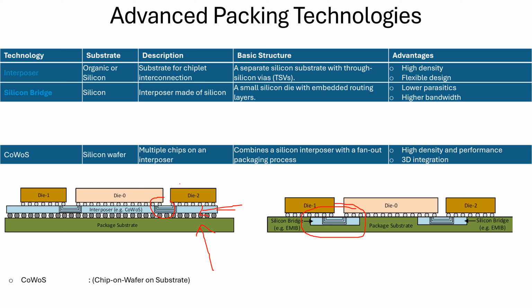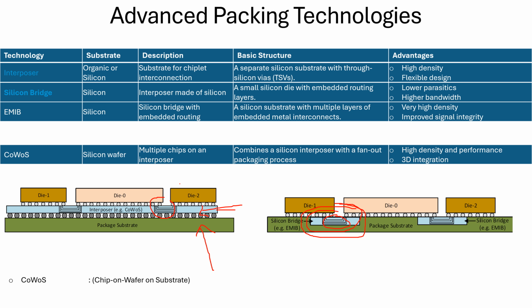This interposer is made up of silicon. The structure is a small silicon die, the blue colored one, with embedded routing layers. These routing layers are embedded into the silicon die. What are the advantages? It has low parasitics and higher bandwidth because it is custom routed. The silicon bridge is custom built for die-to-die interconnection.